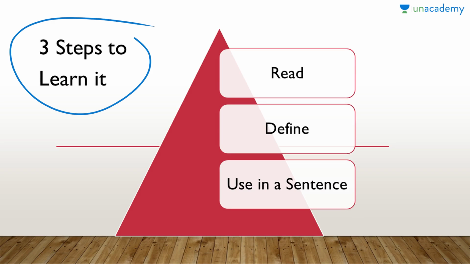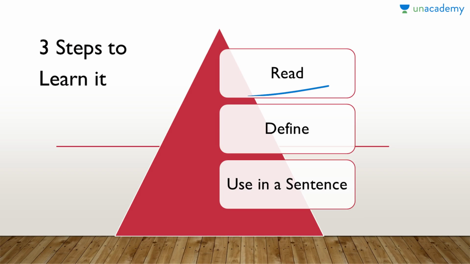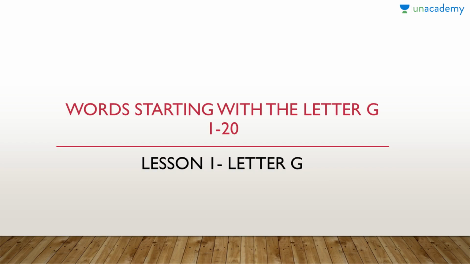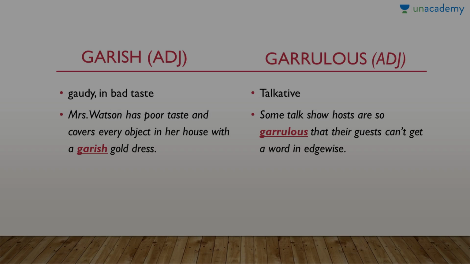So let's move forward. There are 3 steps to learn it. Read. You will have to focus on the spelling and the pronunciation of the word. Define on the meaning and the usage of the word. I will make a sentence for every word that I will teach, but I'm sure you will be able to make better sentences yourself. So let's move forward. Words starting with the letter G, 1 to 20. Lesson 1, letter G.